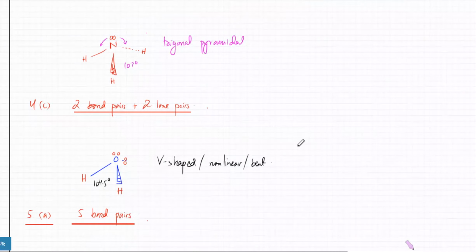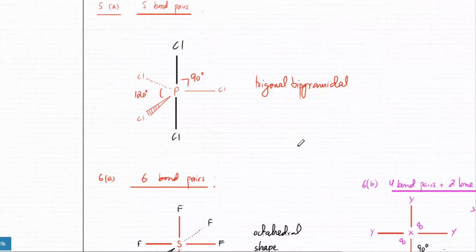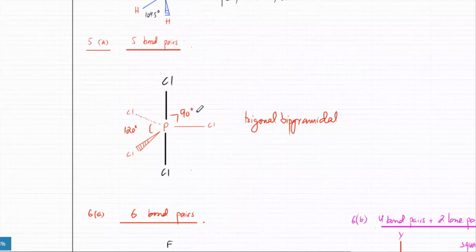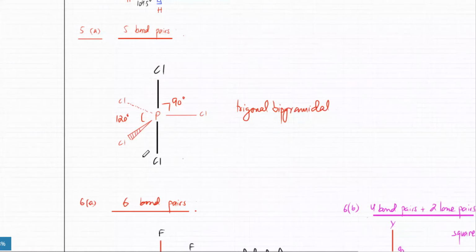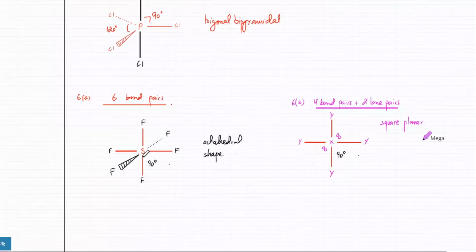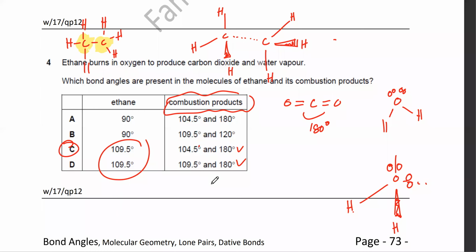The angle is 90 in 5 bond pairs, right? If you have 5 pairs of bonds, it's going to be fan shaped with 1 bond hanging on the top and 1 hanging at the bottom, right? So these bonds would be making angles of 90 degrees with the fan. And the other scenarios: if you have 6 pairs of bonds, the angle is 90 degrees. And if you have 4 pairs of bonds plus 2 lone pairs, the angle is also going to be 90.